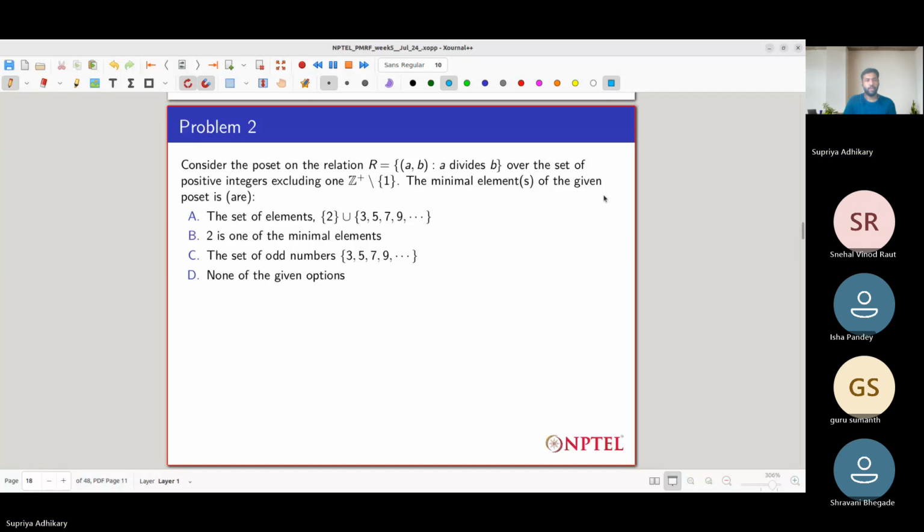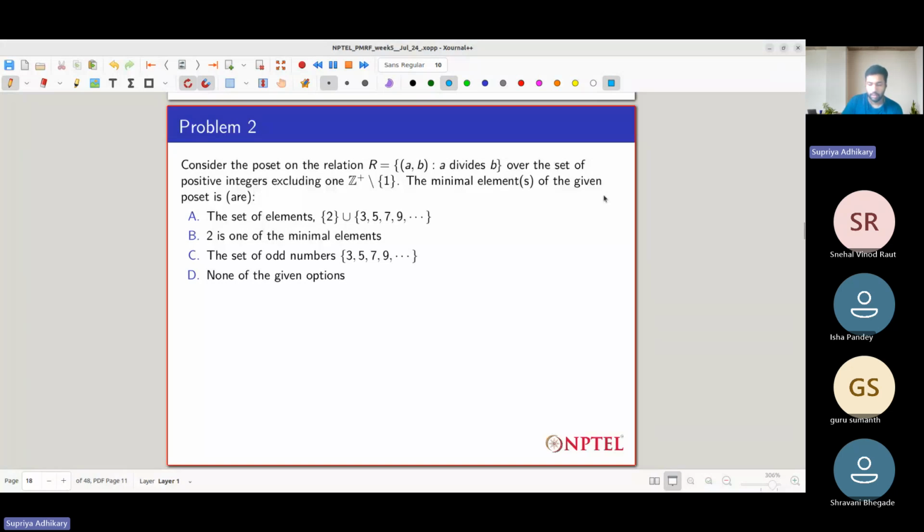In problem 2, we are given a relation R such that A is in R if A divides, basically the relation we have seen in problem 1. What is the set of integers excluding 1? So we exclude 1 and leave all the integers. The minimal elements of the given poset are what? So now we have to find all the minimal elements.